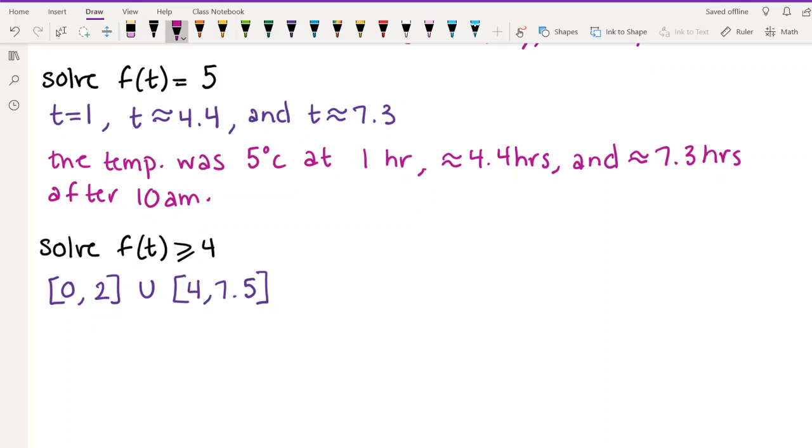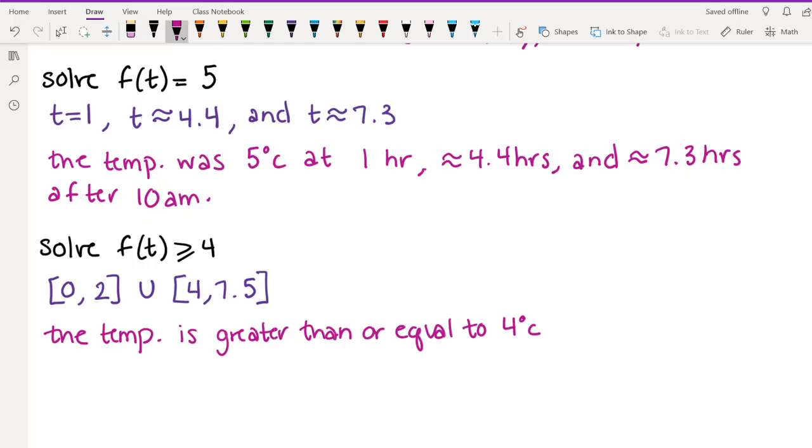So what is happening during these time periods? Well, these are the time periods when the temperature is at or above 4 degrees Celsius. So the temperature is greater than or equal to 4 degrees Celsius during 2 different time periods. The first time period is going to be from 0 to 2 hours after 10 a.m. And let's translate that, because this one isn't so hard to translate. That is going to be from 10 a.m. to 12 p.m.